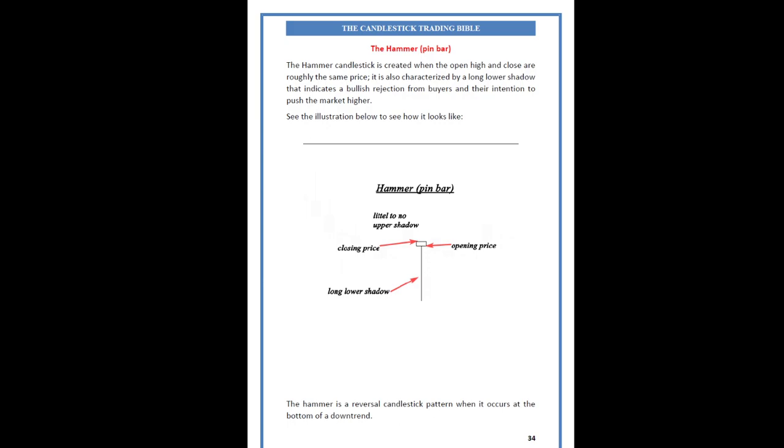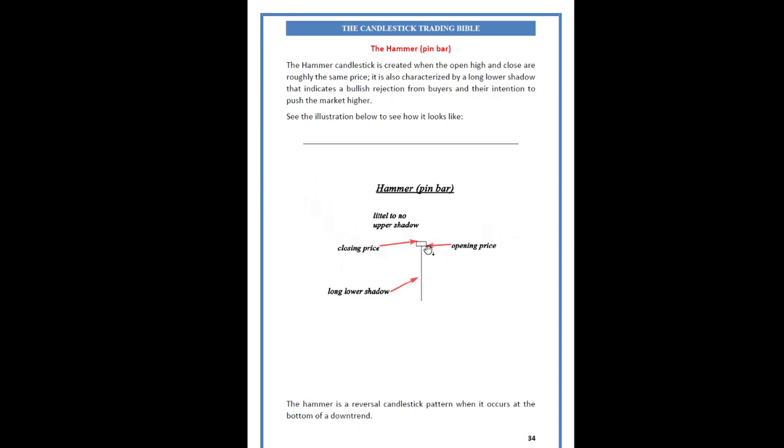And this is created when the open, high and close are roughly about the same price. It's also characterized by a longer shadow that indicates a bullish rejection from buyers and their intention to push the market higher. So from the example below, you can just start breaking it down. And as you can see, price opened here. It's a bullish candle. Price opened here. It went up. It opened here and it closed here.